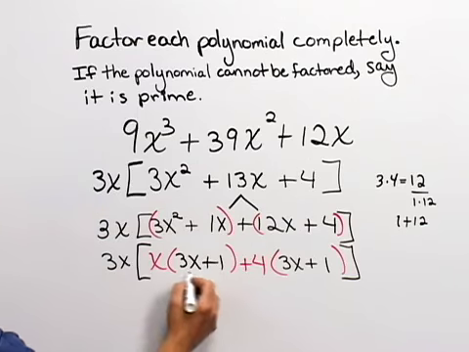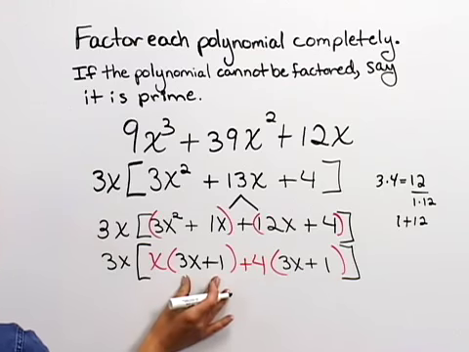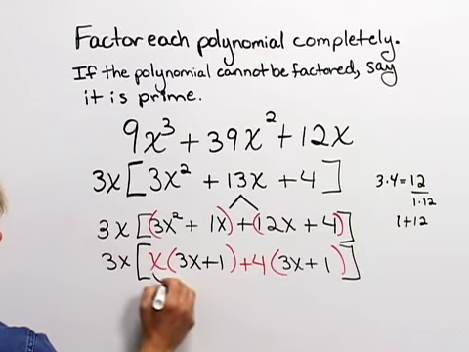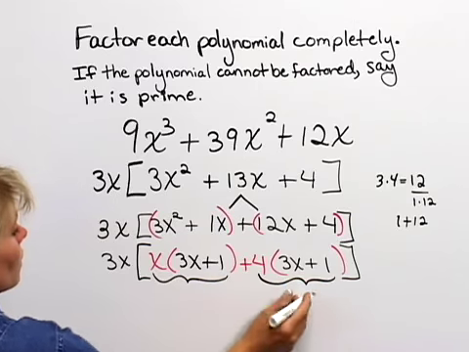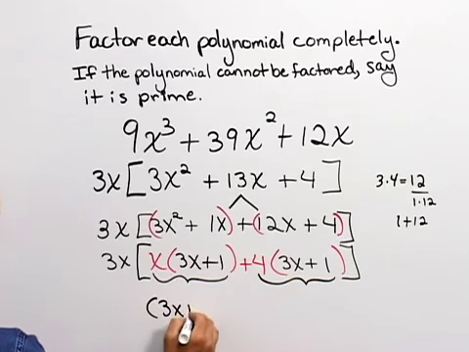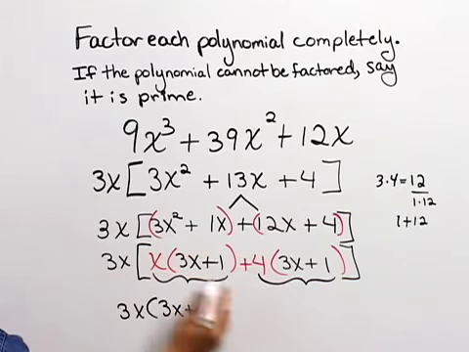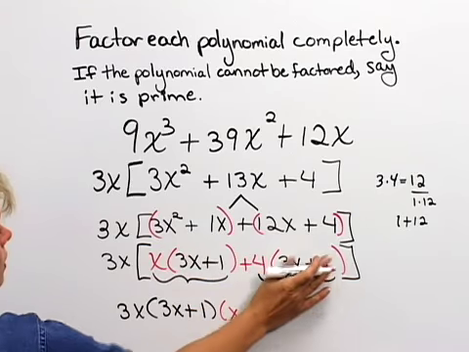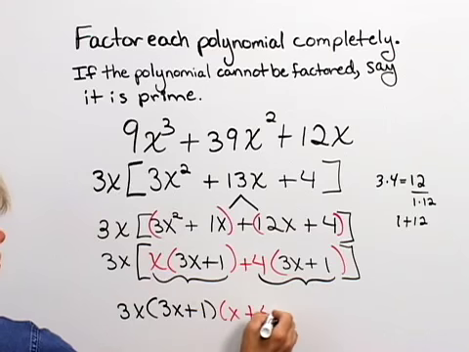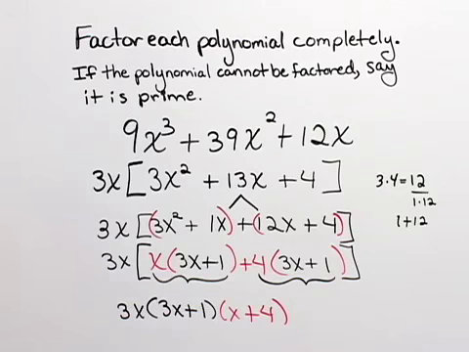And now, notice that the parenthesis here and the parenthesis there match. Let's factor a 3x plus 1 out of this term right here and that term right there. That 3x plus 1 will come out to where our 3x is, and what we'll be left with when you factor this out is your x. And when you factor that out, you get a 4. So our polynomial factored is 3x times the quantity 3x plus 1 times the quantity x plus 4.